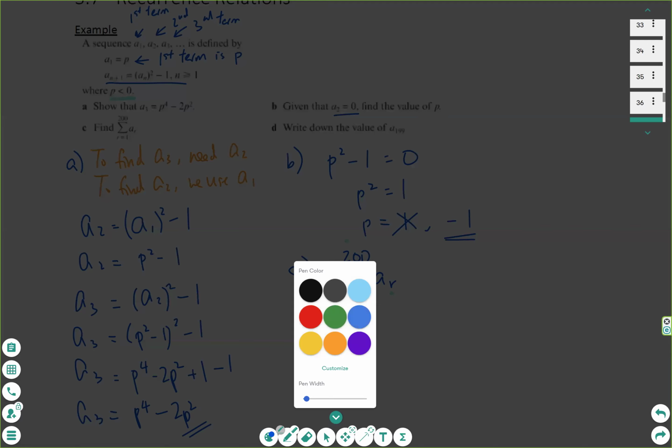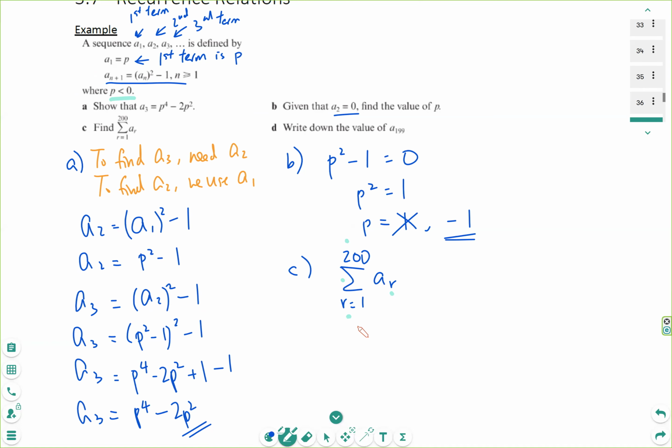Well, for the first term you sub in r equals 1, so the first term is A1. Second term, when 1 becomes 2, sub it in, A2. Next term, r equals 3, sub it in, A3. So what you're doing is just replacing the value of r every time in each term.